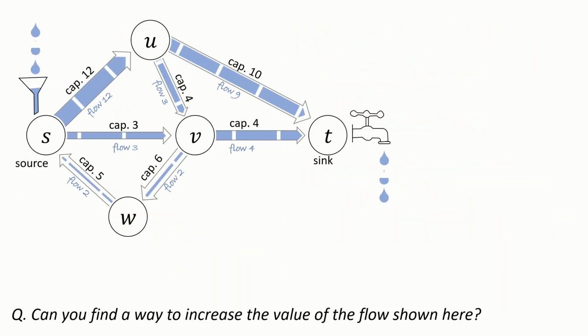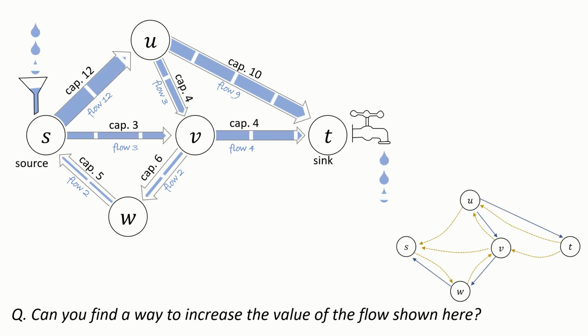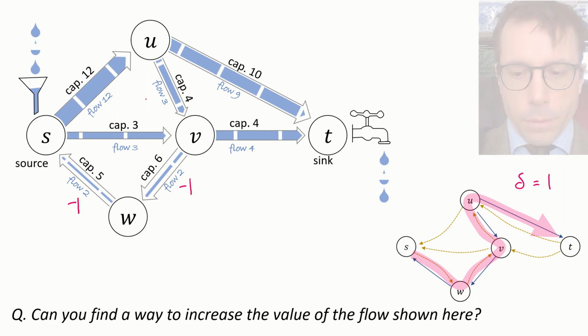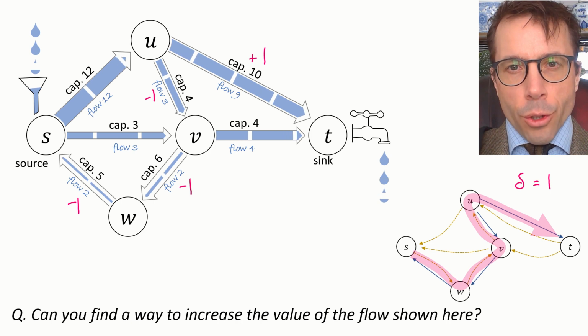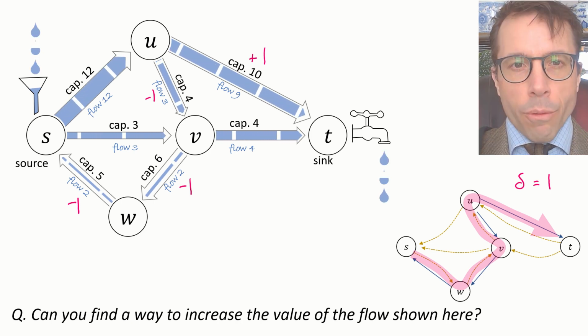Now, I'd just like to go back to the example that we looked at earlier in this video. Can you find a way to increase the value of the flow shown here? I hope you tried it yourself back then, and now I'd like you to have another go, this time using the algorithm that we've just discussed. Pause the video and run the algorithm. This is the residual graph you should have drawn and the augmenting path, and you should have ended up producing a flow of value 14.